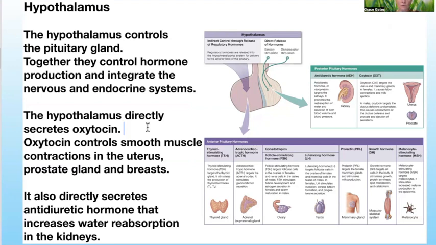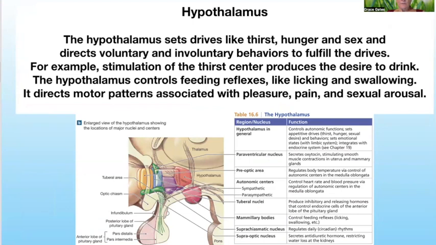Oxytocin controls smooth muscle contractions in the uterus, prostate gland, and breast. And antidiuretic hormone increases water resorption in the kidneys. Now, remember I said the hypothalamus controls drives like thirst, hunger, and sex, and their associated behaviors. Well, it directs voluntary and involuntary behaviors to fulfill the drives.